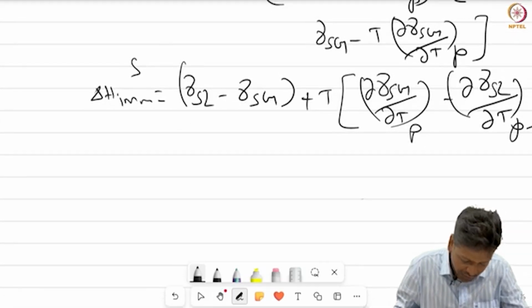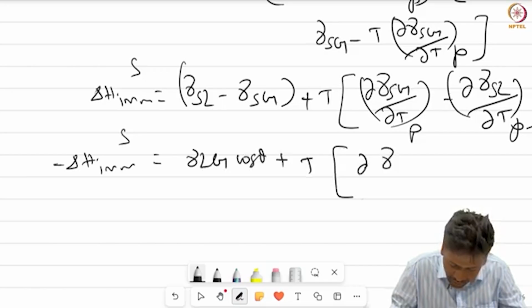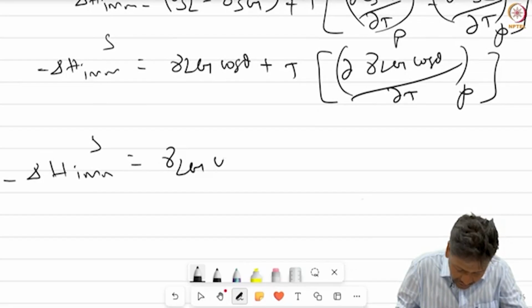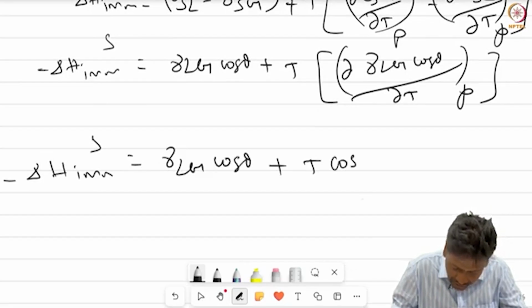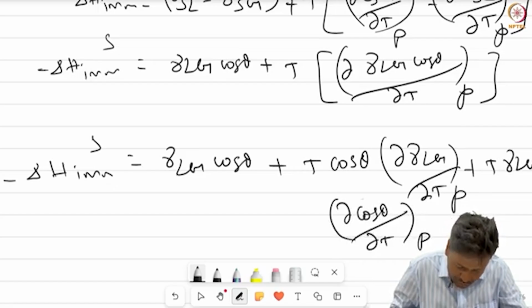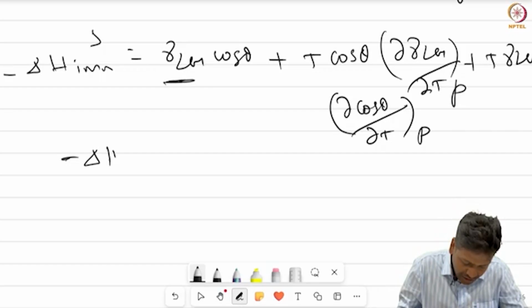If I apply a minus sign everywhere, then this will be gamma SG minus gamma SL, which is nothing but gamma LG cos theta itself, plus T d(gamma LG cos theta)/dT at constant P. If you expand this further, you will have gamma LG cos theta plus T cos theta dγLG/dT at P plus T gamma LG dcos theta/dT at P. So all you need to know is gamma LG and the regression of gamma LG and cos theta on T.